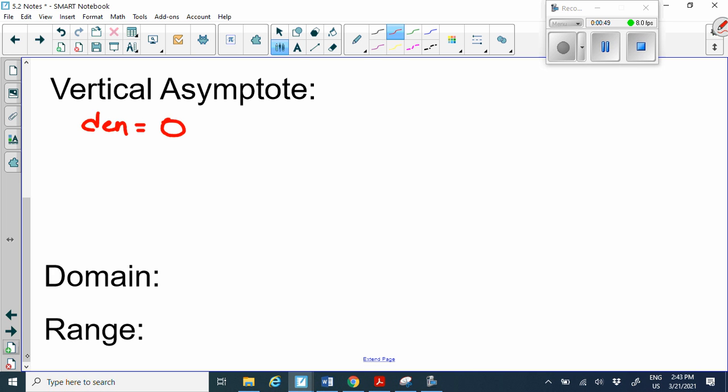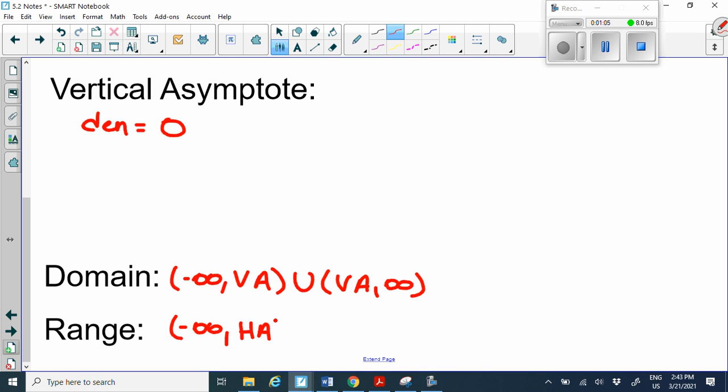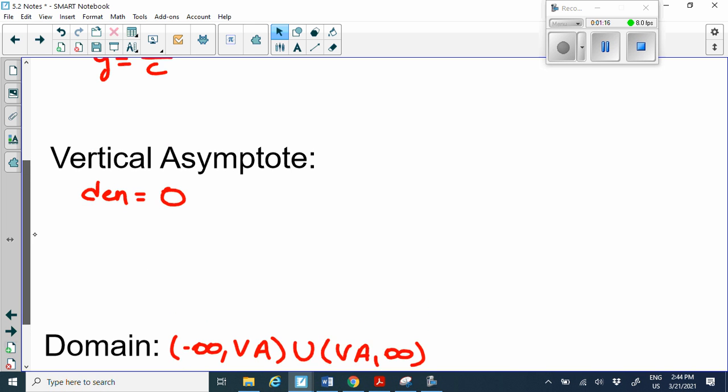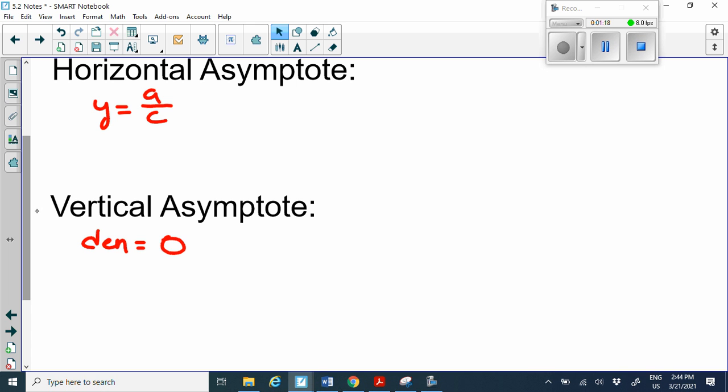And then domain and range, that's going to be the same thing as we've done before. So domain is going to deal with your vertical asymptote. So we go from negative infinity to the vertical asymptote, don't forget the union, and then vertical asymptote to infinity. And then range is going to go from negative infinity to the horizontal asymptote, horizontal asymptote to infinity. So that didn't change. So really your vertical asymptote, your domain and range, how you do all that is going to stay the same. The only thing that changes is how we figure out the horizontal asymptote.